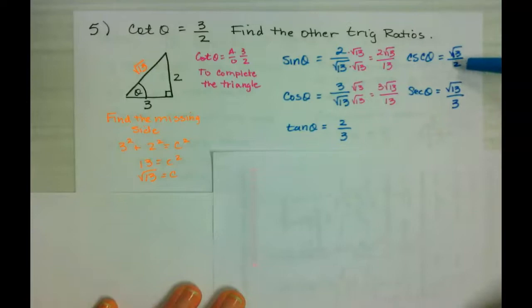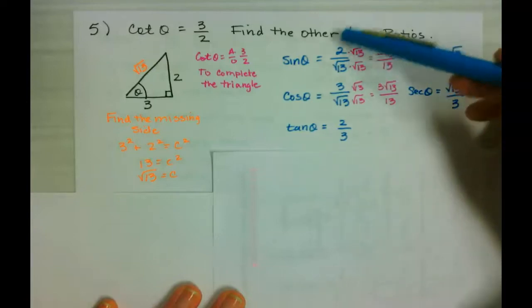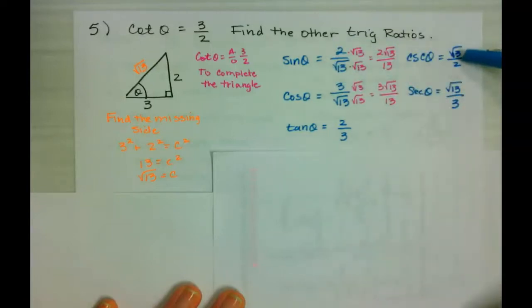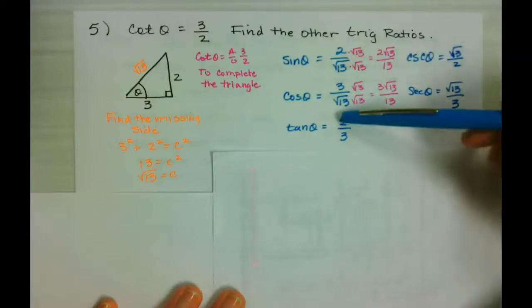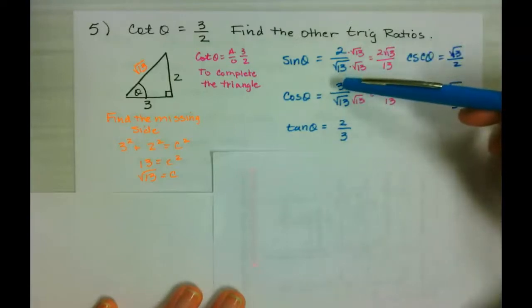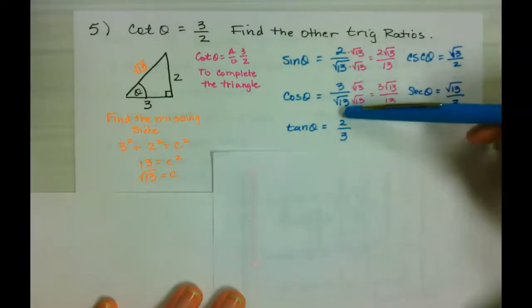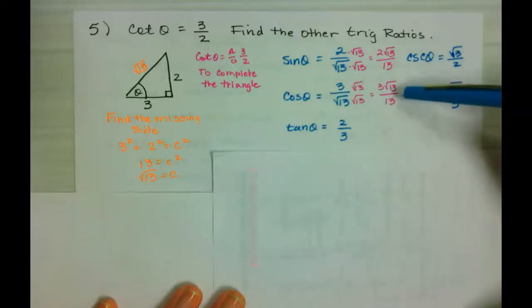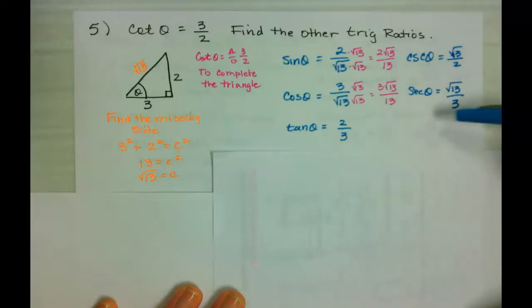And so remember, smart flipping over here, right? So if I flip the original one, I get that radical up in the top. So that is square root of 13 over 2. And then cosine is adjacent over hypotenuse, so that is 3 over root 13. Rationalize the denominator, you get 3 root 13 over 13. And so flipping the original ratio puts the radical in the top, and I get root 13 over 3 for secant of theta. And so those are the other trig ratios.